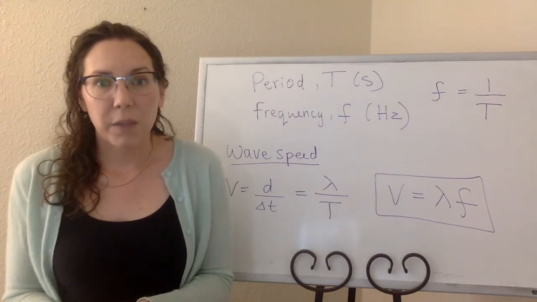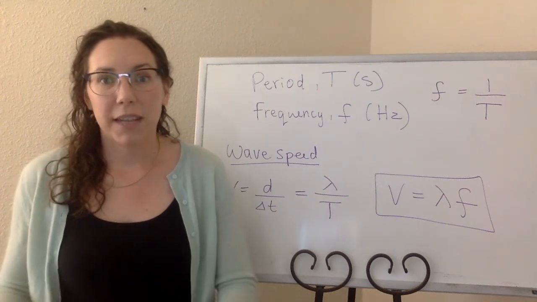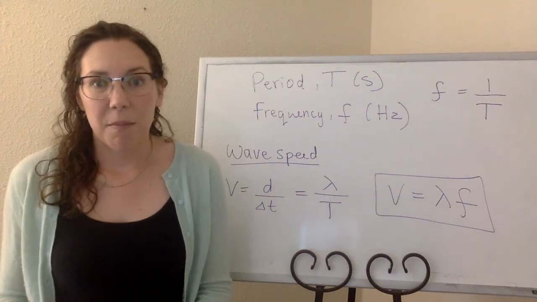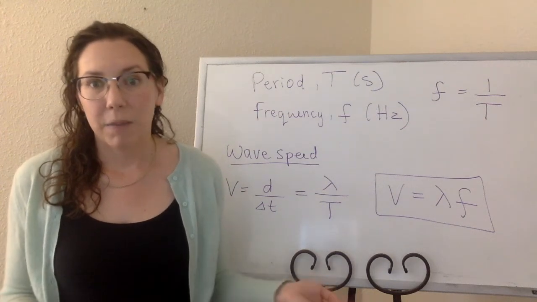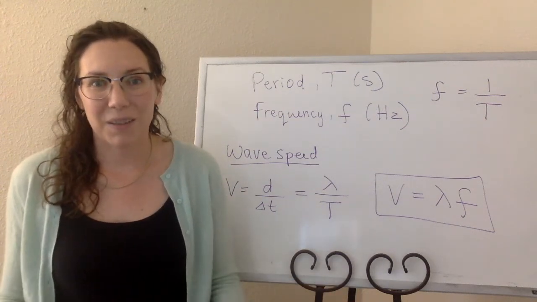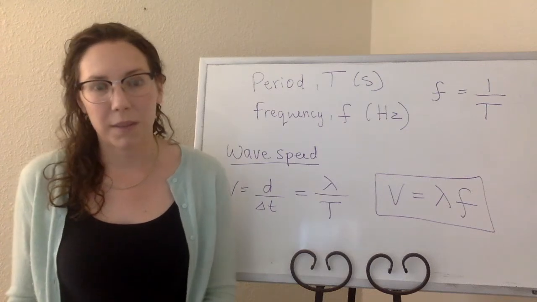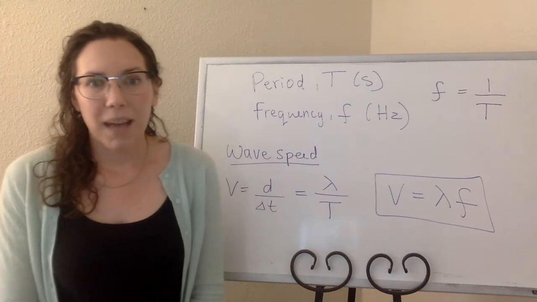Okay, so frequency, f, is the number of cycles per unit time. So it is the inverse of the period, and that's measured again in hertz, which is 1 second inverse, or 1 per second. Then we have wave speed.